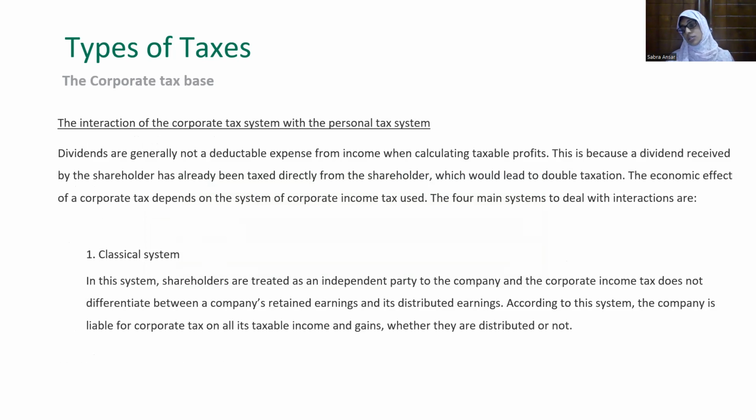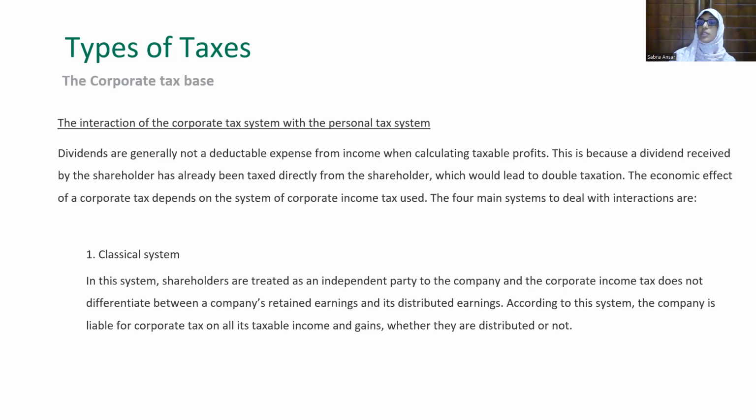So, dividends. Dividends are generally not a deductible expense from income when calculating taxable profit. Now, why is this? Dividend received by the shareholders has already been taxed, which could lead to double taxation, and also the economic effect of a corporate tax depends on the system of income tax used as well.